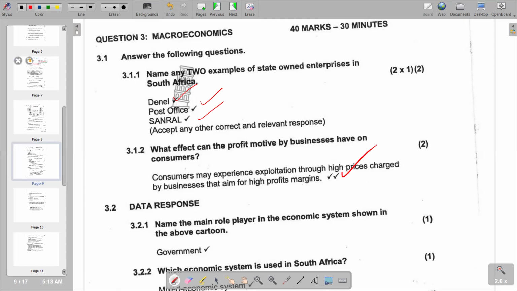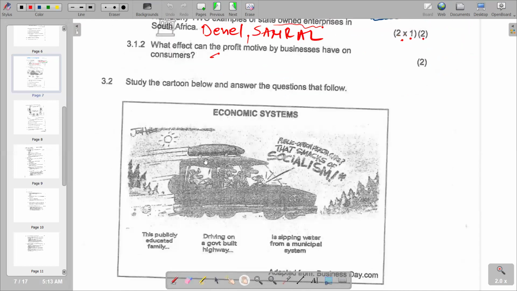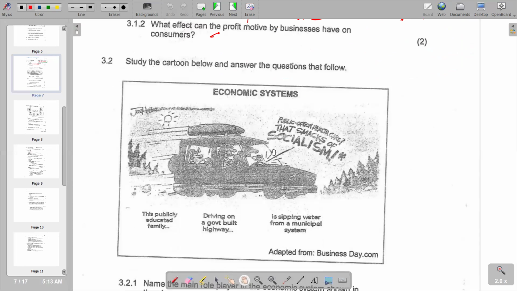So we go to the next question. Find the cartoon below and answer the questions that follow. You are given a cartoon of economic systems, with some words on it. It reads: a public option, healthcare, and then I believe it says that smacks of socialism. Remember, socialism is explained by ownership which is based on the community. So the statement that smacks of socialism is pointing to the issue of socialism.